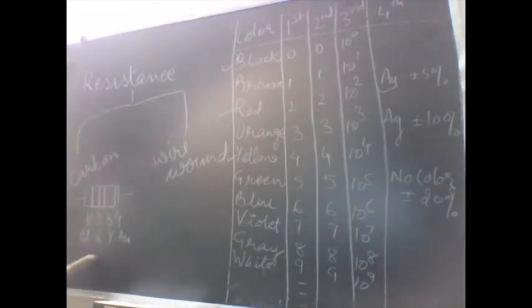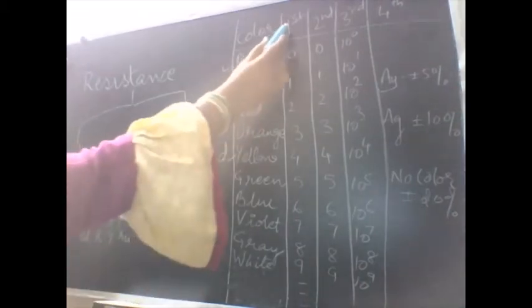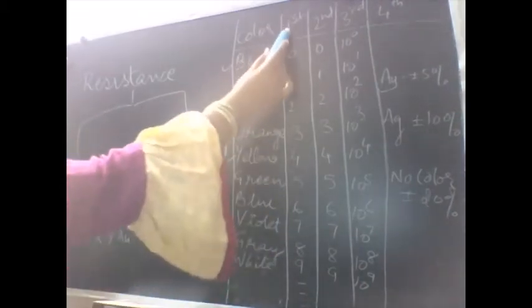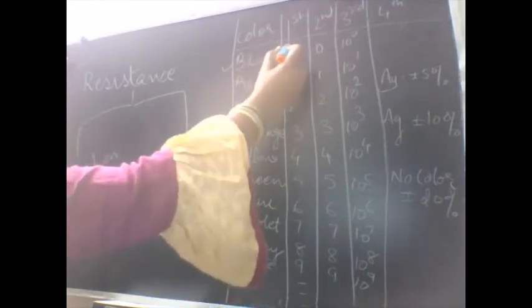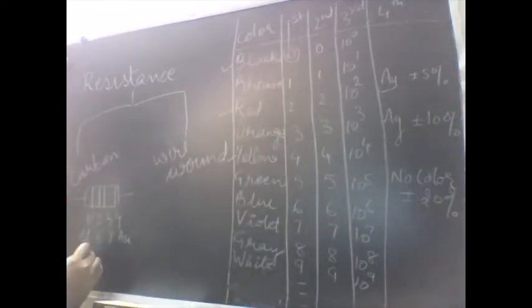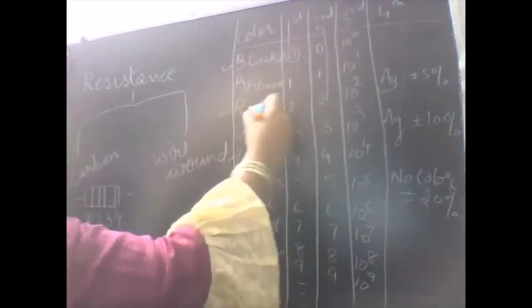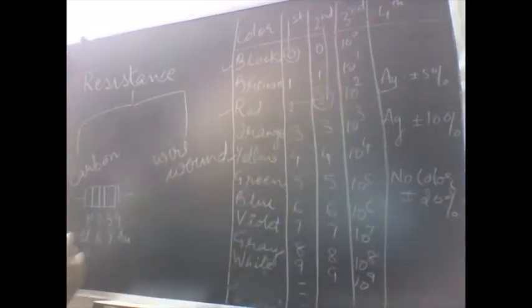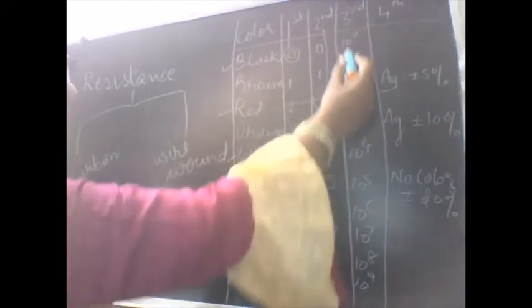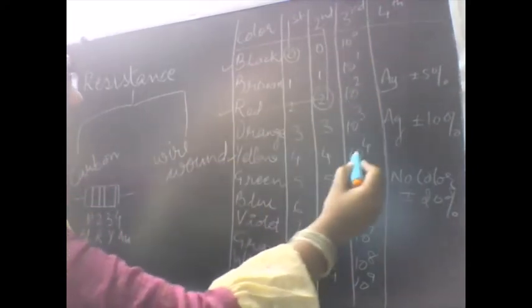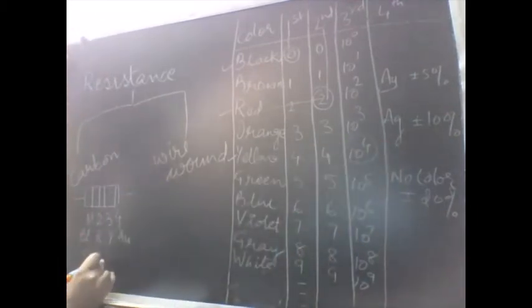So let us decode the colors that are given on the carbon resistor. First ring is black, so look at this first ring color table, and if the first ring is black, then what is the value here? 0. Second ring is red, so I have to go up to red, so this is the number assigned, number 2. Third ring is yellow, I have to come to this term here, so this is the multiplier, 10 raised to the power 4.